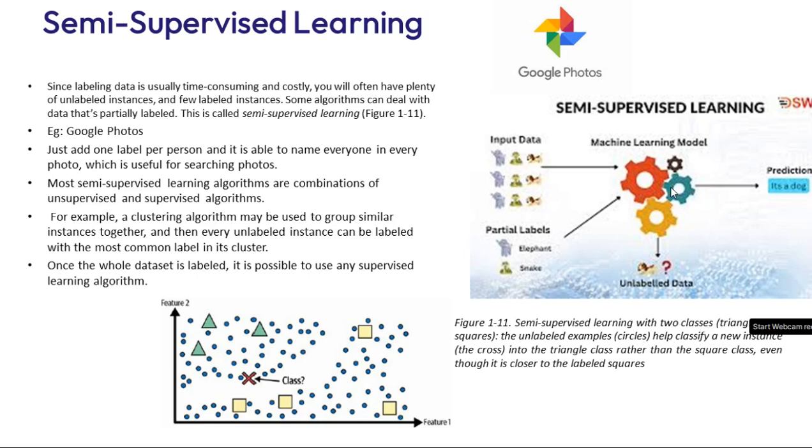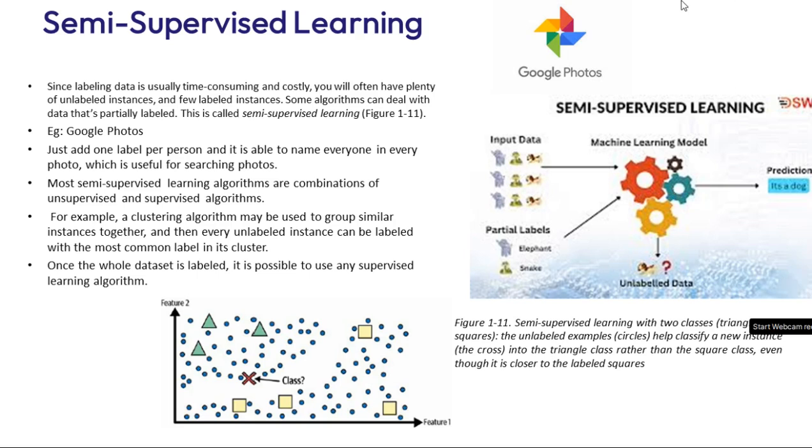Now, you may have a data set where you have a combination of labeled data and unlabeled data, or it is also possible that if you try to label the data, it will be very time consuming and can become a very costly process. So in such cases you can go for semi-supervised learning.